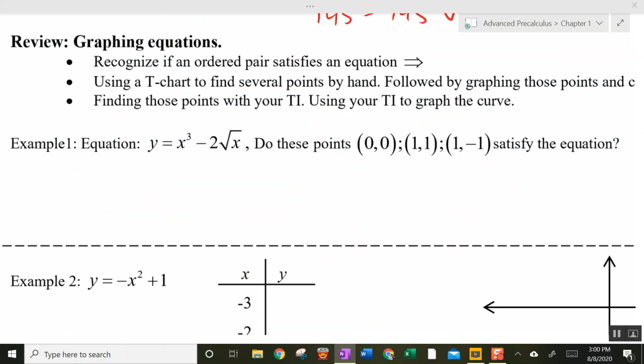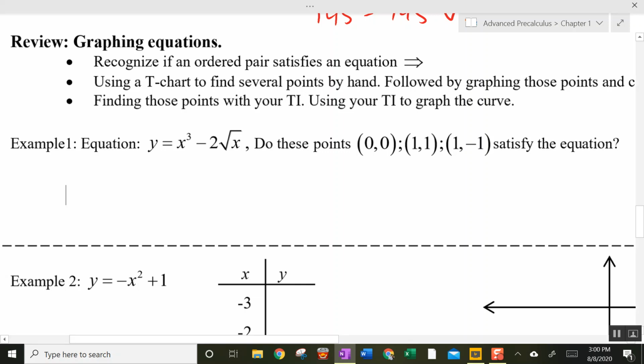All right, this next section talks about first whether we can recognize if an ordered pair satisfies an equation. We have 3 points to figure out if each one is on the curve. And again, remember, only the points on this graph are going to satisfy the equation, giving us a true statement when we plug them in. So show what you're doing.